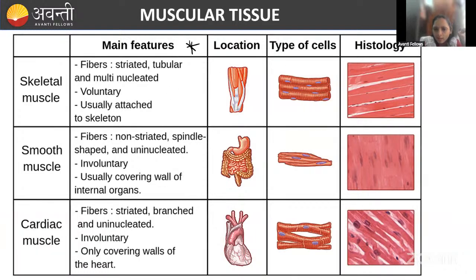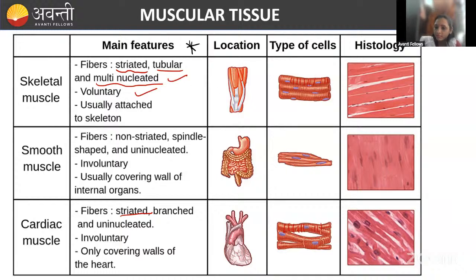you can see the striation. A band-like structure is there, right? Bands are there, so these are called striated. Striation is present in the cardiac muscles also. And these are tubular. It looks like a tube, right? And these are multinucleated, guys. Actually, one cell usually has one nucleus, but here it has more than one nucleus. So that's why it is called multinucleated.